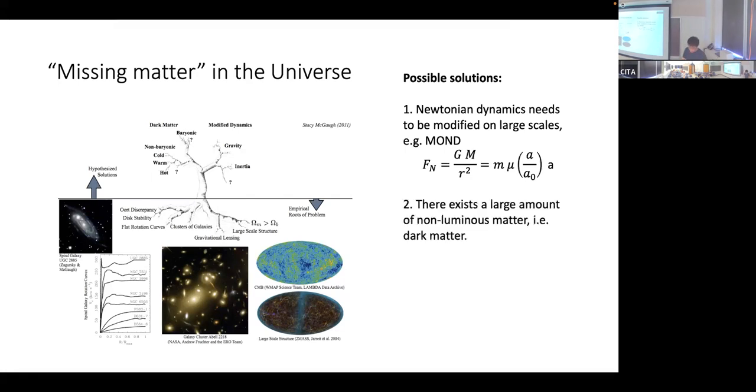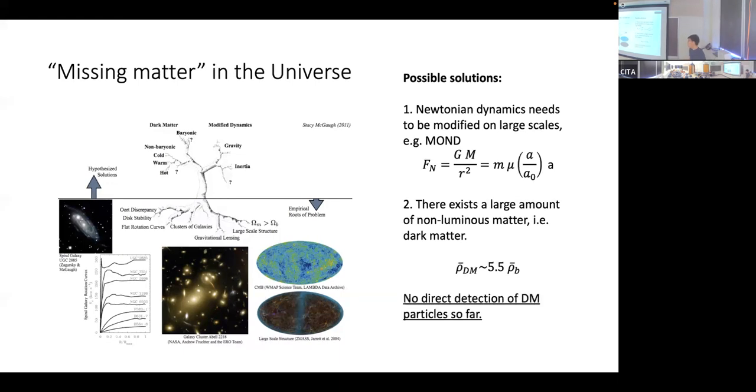The second approach is that we just assume that there exists a large amount of non-luminous matter, the so-called dark matter. This dark matter is surrounding the visible galaxies, and its mass can be very large. Actually, to reproduce the observations, we need dark matter densities more than 5 times larger than the baryonic components we see.